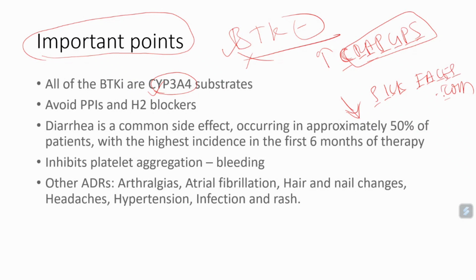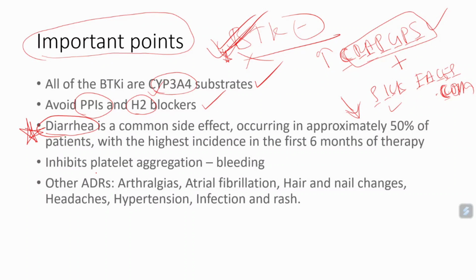Again, C is here, I think this is cimetidine, omeprazole, metronidazole. Anyways, these are the different drugs which are enzyme inducers and enzyme inhibitors. Along with these drugs, BTK inhibitors should not be given. First point. Second, always avoid proton pump inhibitors and H2 blockers when given with BTK inhibitors. Number three, diarrhea is very, very common with BTK inhibitors.